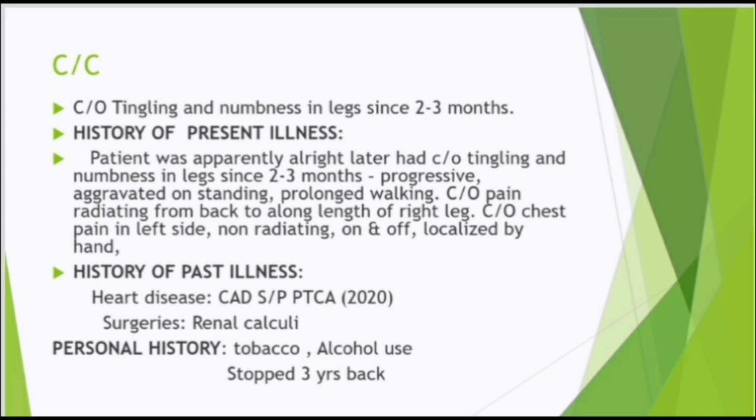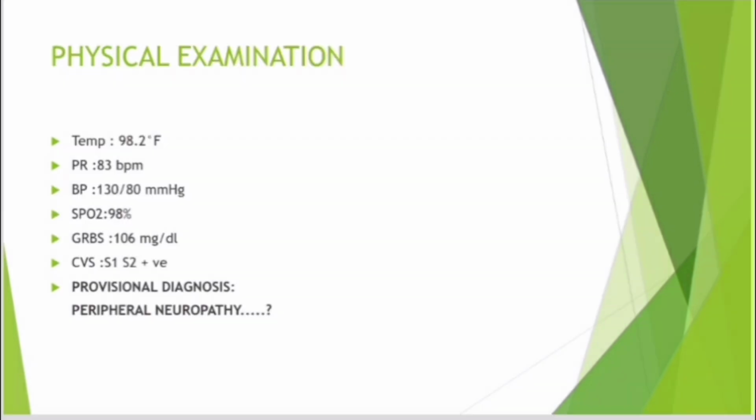Complaints of chest pain on the left side, non-radiating, on and off, localized by hands. History of past illness: heart diseases, surgeries, PTCA and renal calculi. Personal history: tobacco and alcohol use, stopped 3 years back. Physical examination: all parameters are normal except GRBS levels are increased. Provisional diagnosis is peripheral neuropathy.